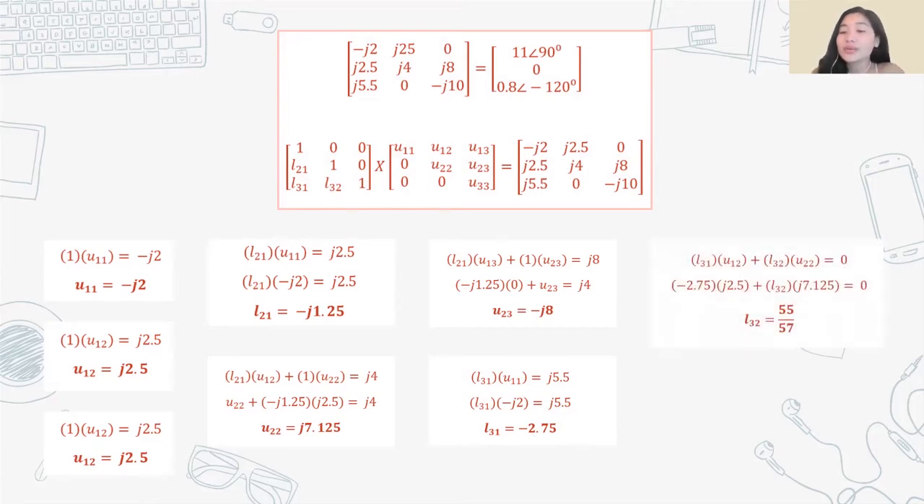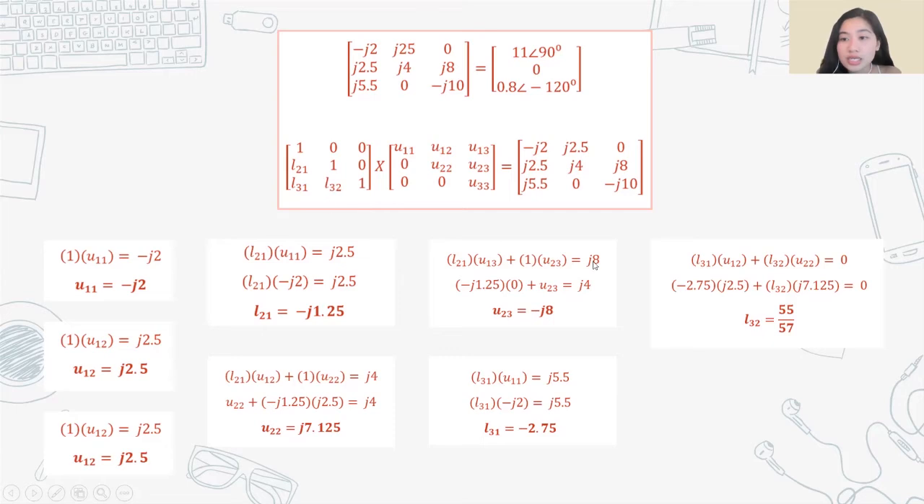Now moving forward to our next value to be solved, which is L32. So as you can see here, our L31 will be multiplied to our U12 and will be added to the product of L32 and our U22. So mapapansin ninyo na always by means of using this lower diagonal matrix, lagi tayong pa-row or pa-horizontal. And if we are going to solve for something that's connected to this one, we are going to follow the vertical path of the values.